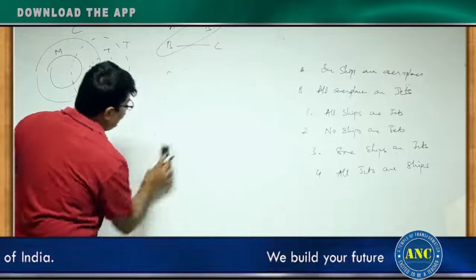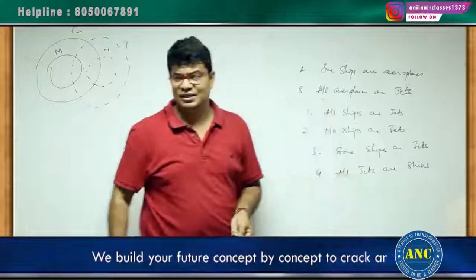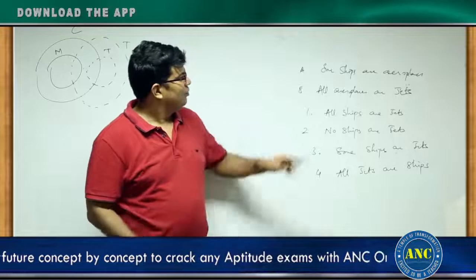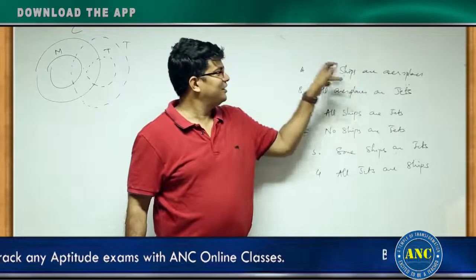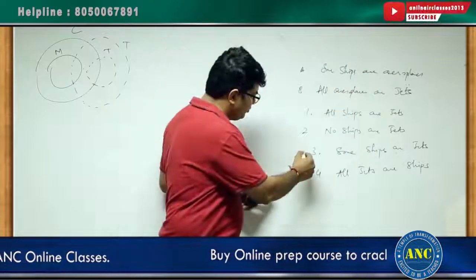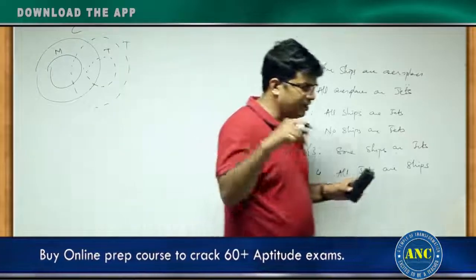Okay, so this is a direct question, right? Some ships are aeroplanes, all aeroplanes are jets. There's no need of applying any rule. Some ships are aeroplanes and all aeroplanes are jets. You can directly say that some ships are jets without any thinking. So some ships are jets is the right answer. Okay, take one more example, then we'll come to rule 2.